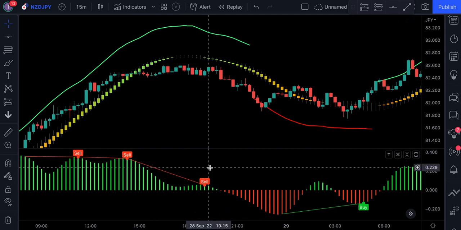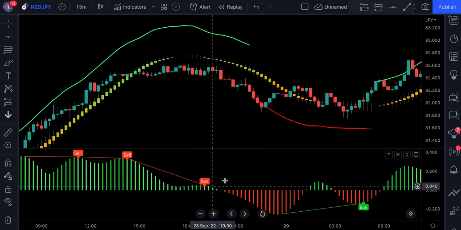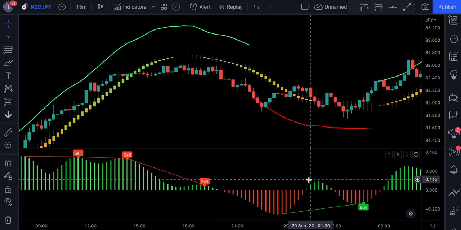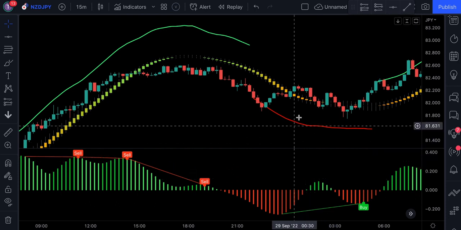This indicator can also be used without divergences. Basically, when the indicator turns from green to red, this is a signal to go short, and vice versa for long positions. However, I don't think this is the best way of using it because the indicator is lagging. Okay, now let's understand how this adjustable moving average works.